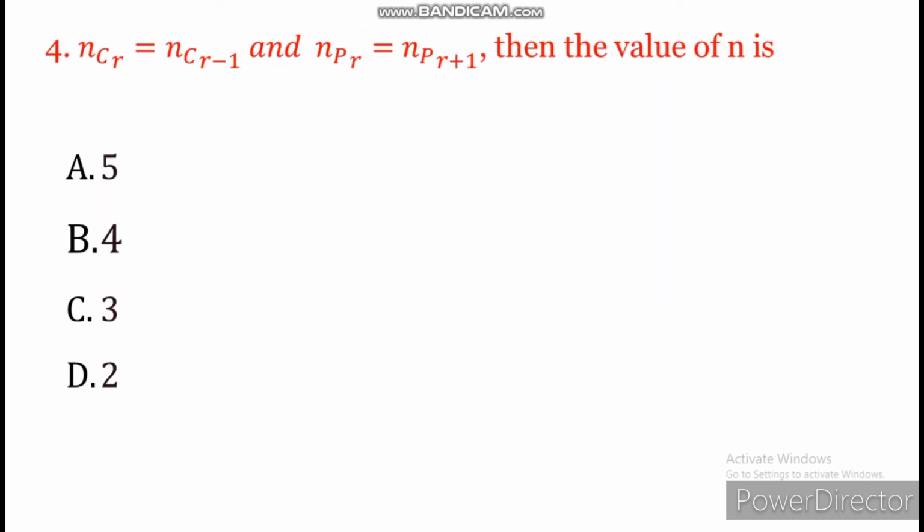Now let's see the 4th question. nCr equals nCr minus 1 and nPr equals nPr plus 1. Find the value of n. See here, they have given both permutation as well as combination, right?